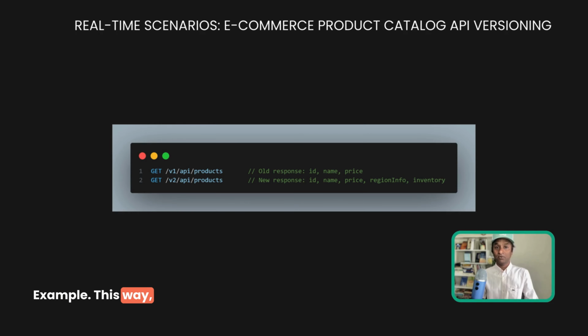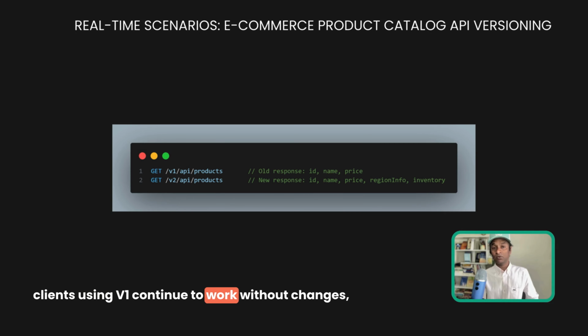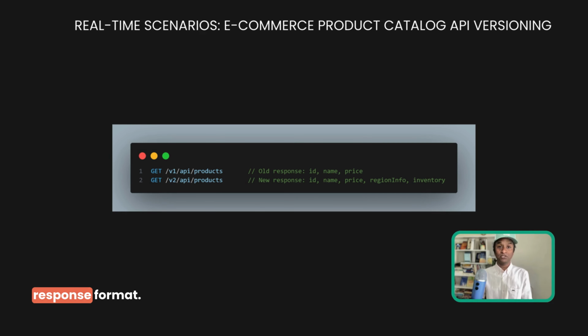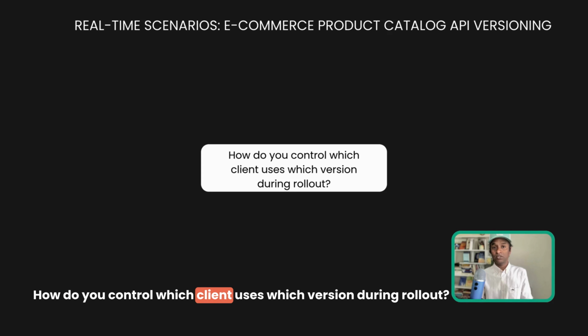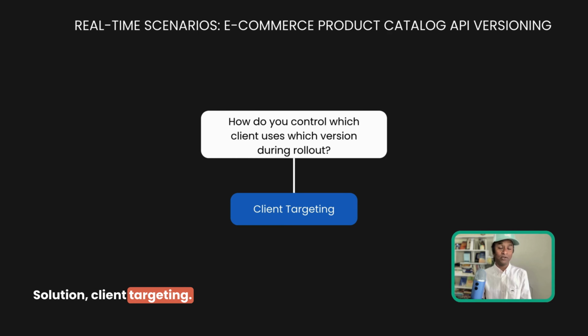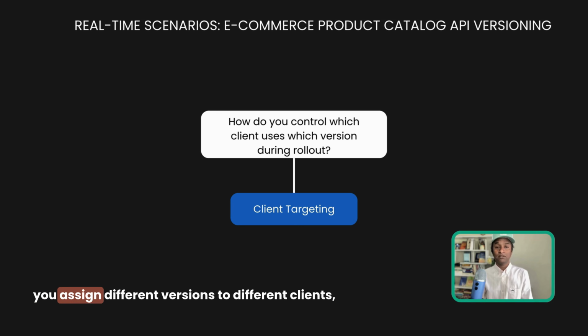Example: this way, clients using V1 continue to work without changes, while newer apps can take full advantage of the richer V2 response format. How do you control which client uses which version during rollout? Solution: client targeting. Instead of switching everyone over at once, you assign different versions to different clients, often through client-side routing or by checking custom headers.